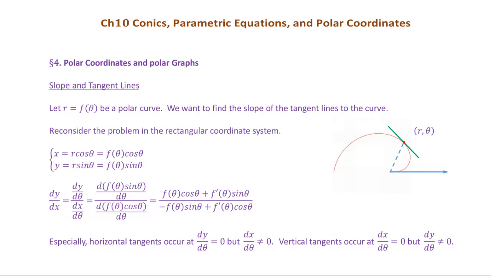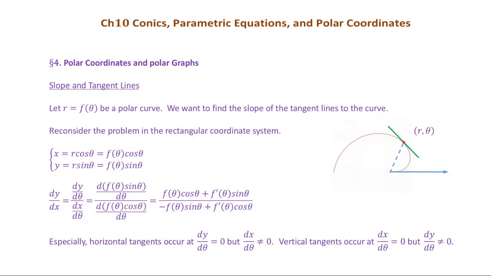Let's talk about slope and tangent lines. How do we describe the slope of the tangent line as shown in the graph? There is a curve on the polar plane, shown in red on the right, and we take a point on the curve and draw the tangent line there. The point on the curve is (r, theta) in polar coordinates. How do you find the slope of the tangent line to the curve at that point?